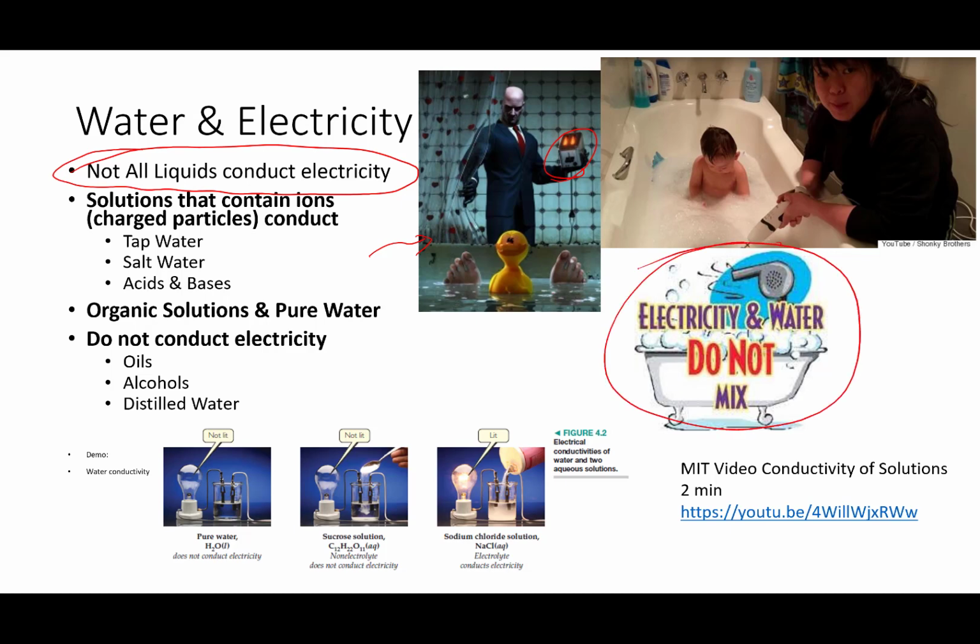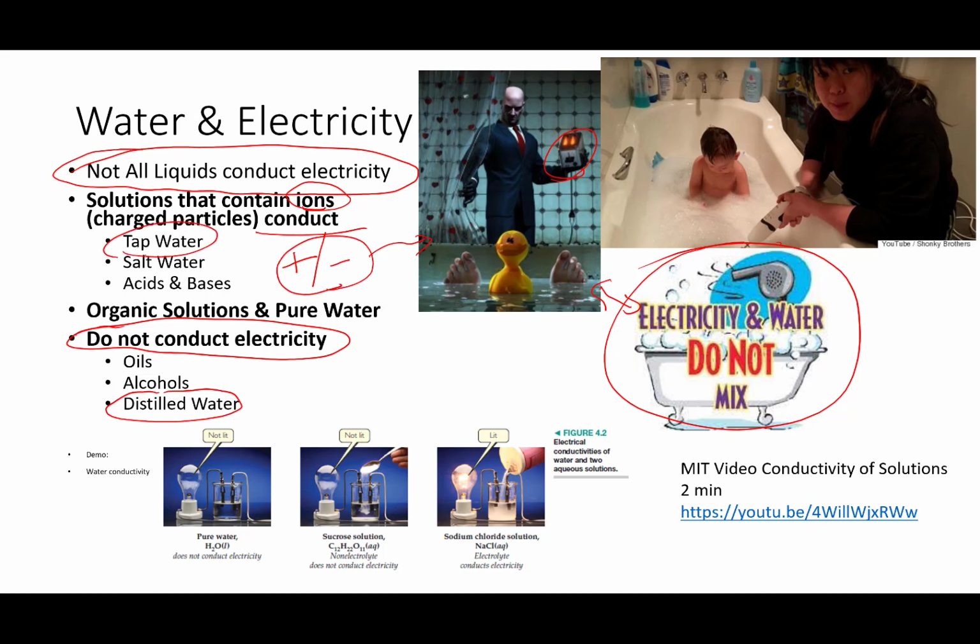So if that's true, and it is definitely true, why can I say that distilled water does not conduct electricity? Well, let's talk about this a little bit. Only solutions that contain ions conduct electricity. So what do I mean by an ion? An ion is a charged particle, something that is positively or negatively charged.